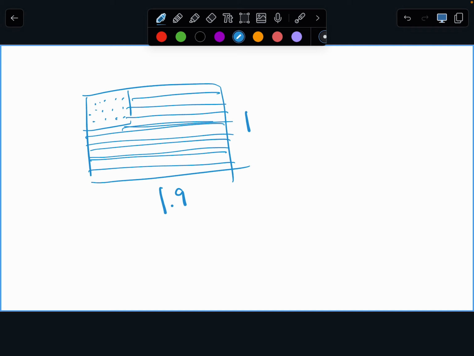So it doesn't matter how big the flag is. If the flag is suddenly 30 feet this way, then it has to be 30 times 1.9 in the long way. So if you've ever seen pictures of flags where the flag is really, really long, that's technically an incorrect flag. There is actually a U.S. executive order, or a law almost, that makes it so the flag has to be in a specific ratio. So that's why all flags look the same, because they're in that same ratio.